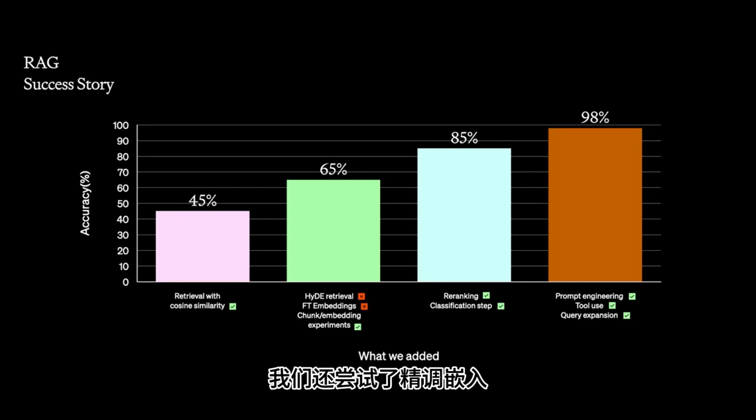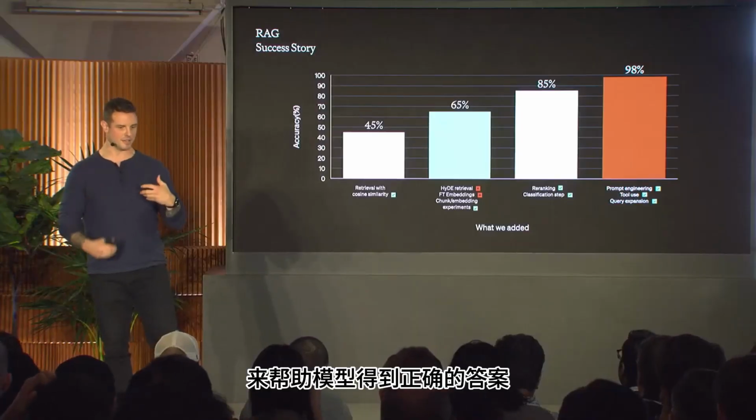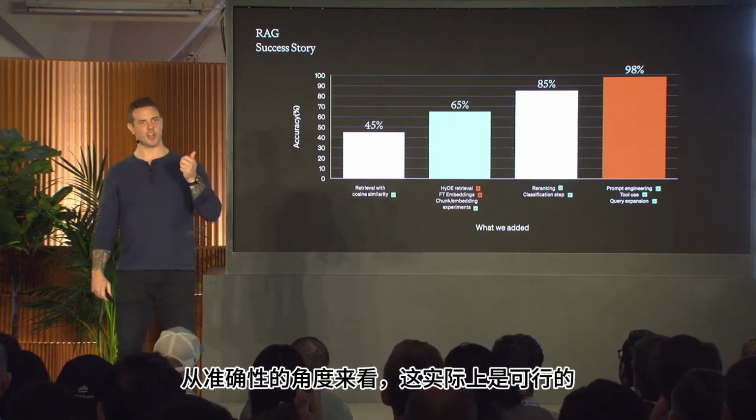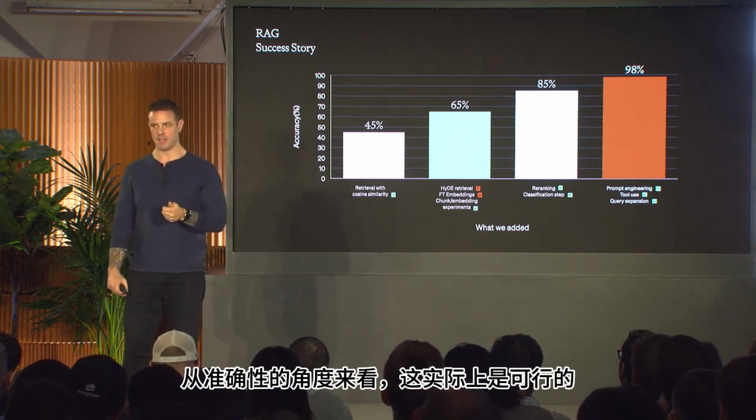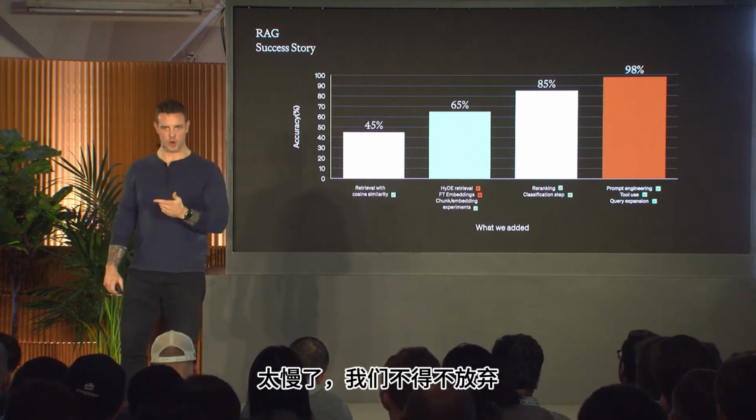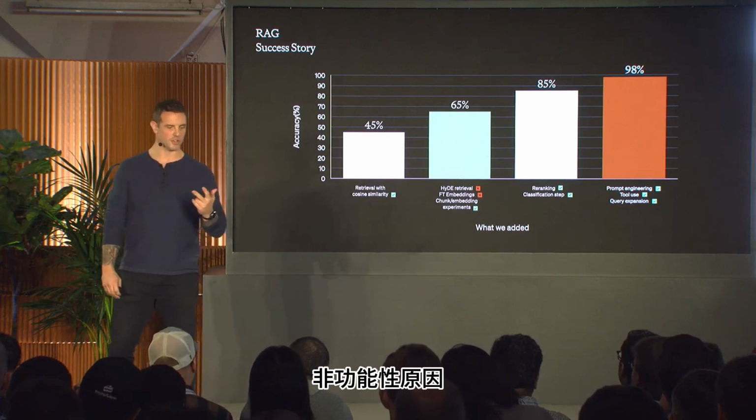We also tried fine-tuning the embeddings, so actually changing the embedding space based on a training set that we had to help the model get to the correct answer. Again, this worked okay from an accuracy perspective, but it was so expensive and so slow that we had to discard it for non-functional reasons.